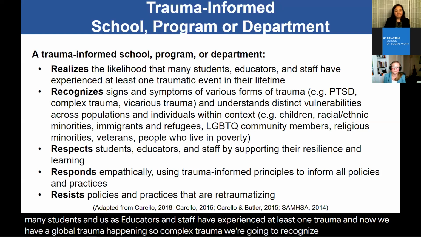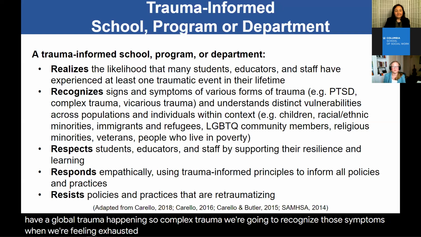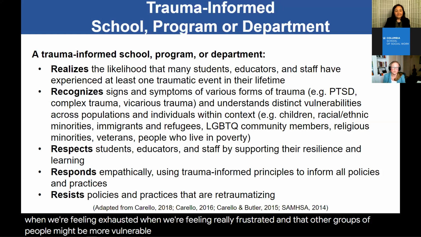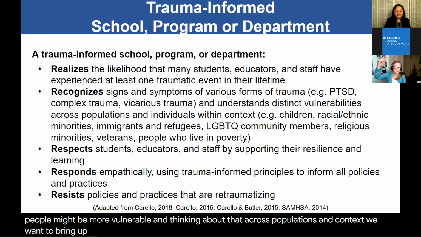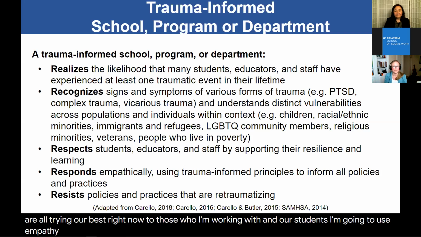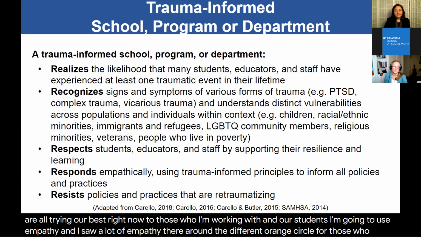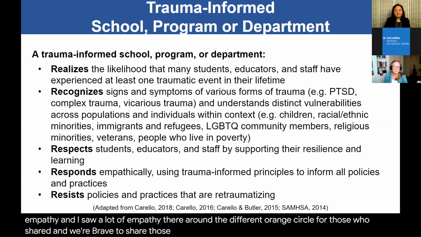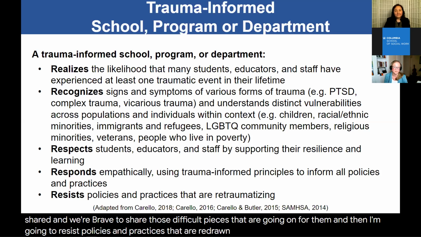We're going to recognize those symptoms when we're feeling exhausted, when we're feeling really frustrated, and that other groups of people might be more vulnerable. And thinking about that across populations and contexts. We want to bring up our level of respect. I'm trying to do a lot of self-talk in this, right? To kind of say we are all trying our best right now to those who I'm working with and our students. I'm going to use empathy a lot and say that's really hard. And I saw a lot of empathy there around the different orange circle for those who shared and were brave to share those difficult pieces that are going on for them. And then I'm going to resist policies and practices that are re-traumatizing.